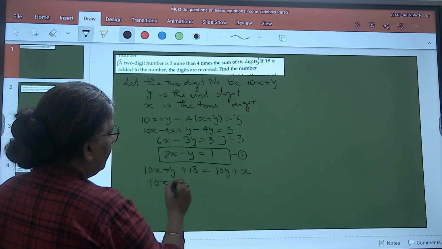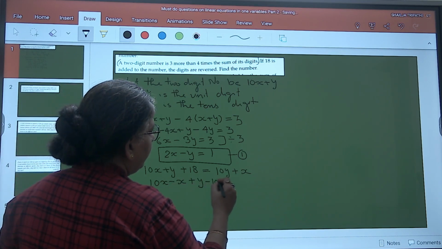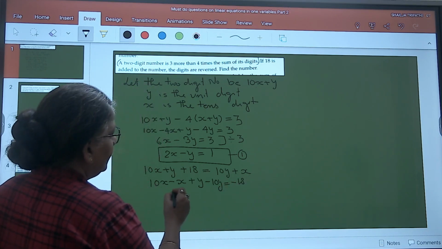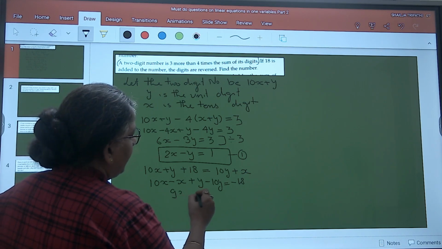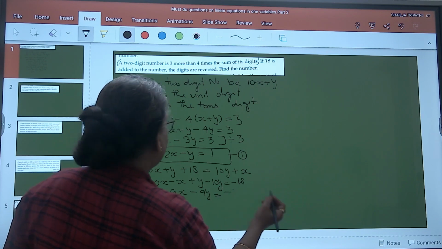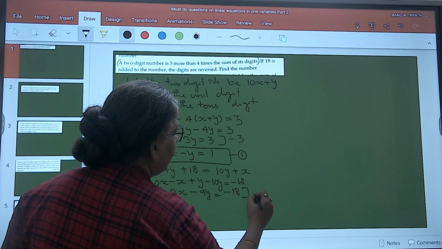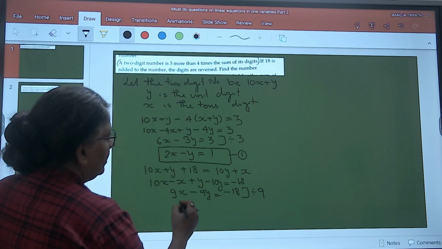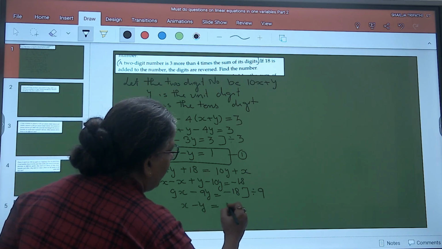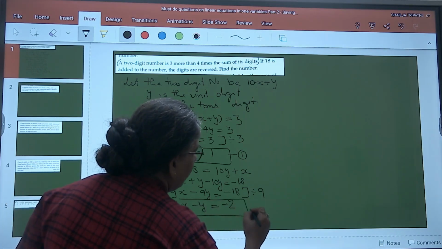So now let's solve this. 10x minus x plus y minus 10y is equal to minus 18. Or you get 9x minus 9y is equal to minus 18. Now we can divide the whole equation by 9 to simplify it. So we get x minus y is equal to minus 2. And hence this will be our second equation.